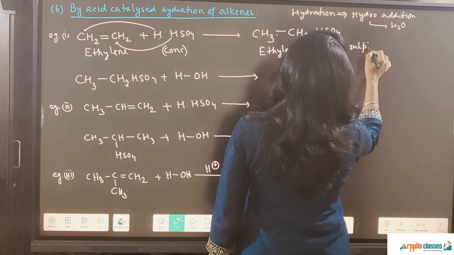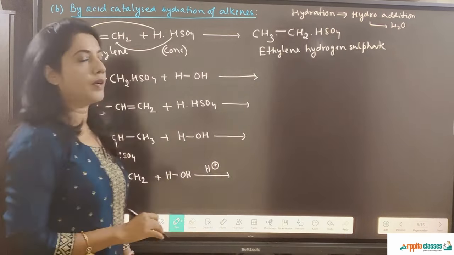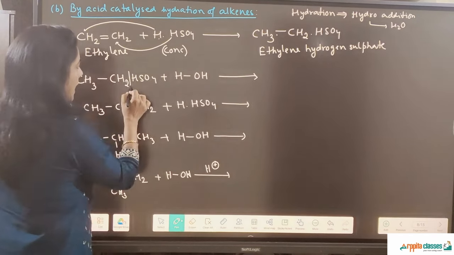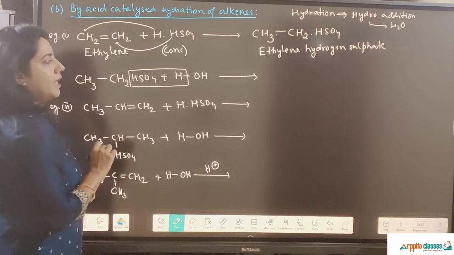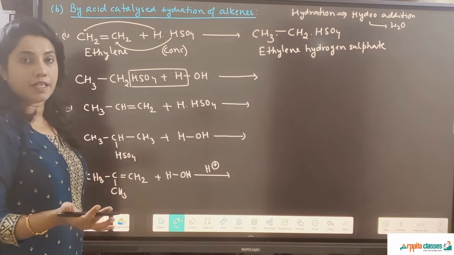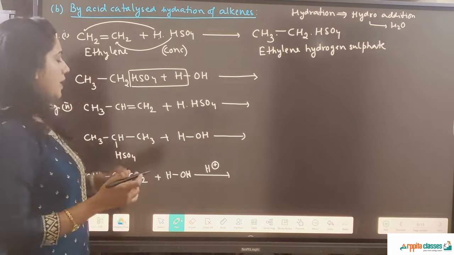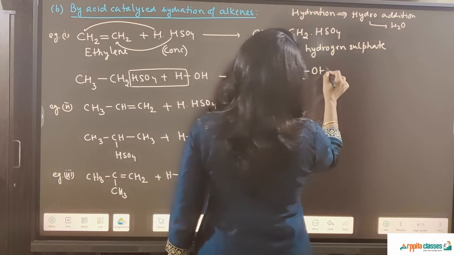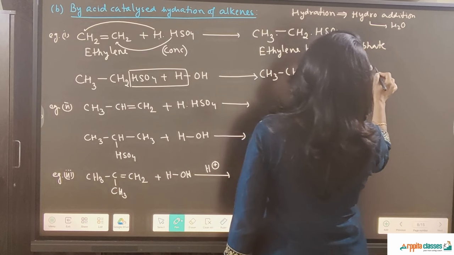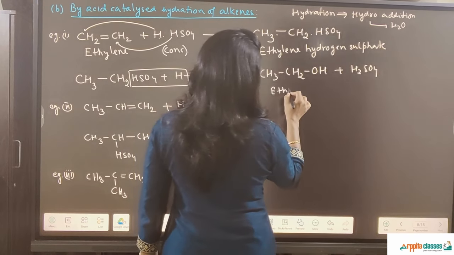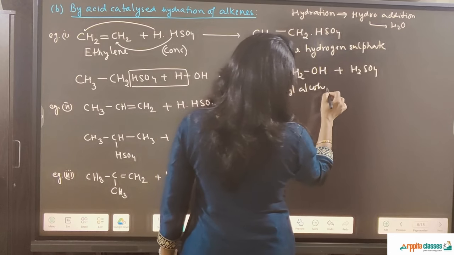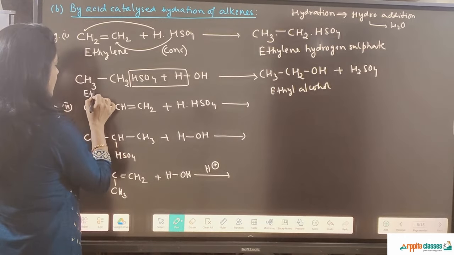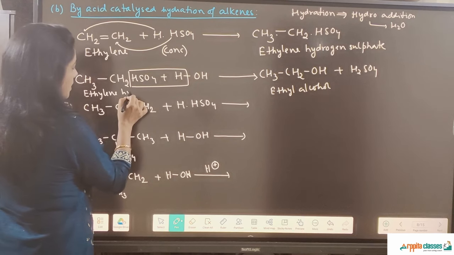Okay. Now in the next step we are going to take this product, ethylene hydrogen sulfate, and we are adding water now. So what happens is, again H2SO4 comes out like this. We get H2SO4 back, since it is a catalyst, so we will get it back as it is, and OH will get added to this. So we get CH3CH2OH plus H2SO4. So our main product is ethyl alcohol. So from ethene, by addition of water, we got ethyl alcohol. This is my ethylene hydrogen sulfate.